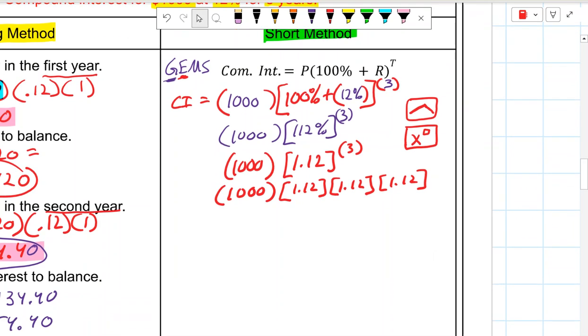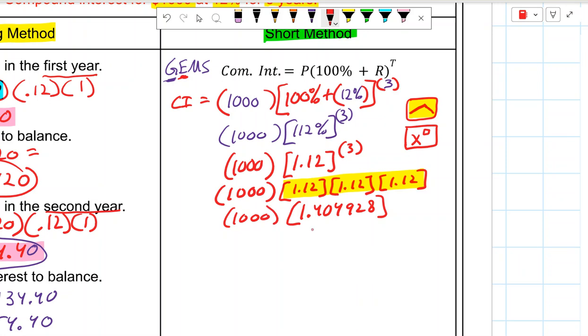I am not going to enter all of these in my calculator. It'll just take forever. So I'm going to use my caret button. So I'll type in my calculator 1.12. I'll use the caret. It appears on my screen. And then I type in an exponent of 3. I hit equals. And on my screen, I get 1.404928. Now I want to leave that on the screen because I want to multiply it by 1,000.